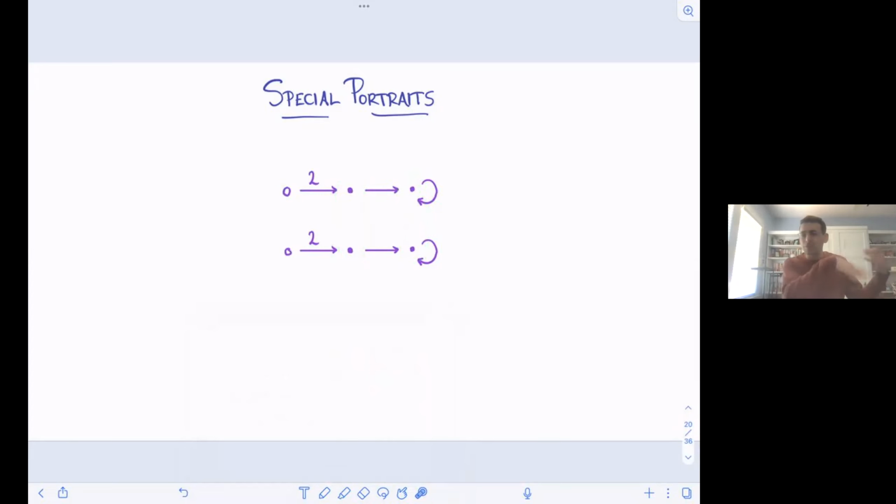So I showed you some portraits earlier in the talk. This is one that's either good or bad, depending on your point of view. It's a very, very special one. Okay. So the open circles here mean these are not marked. We only mark the post-critical points.